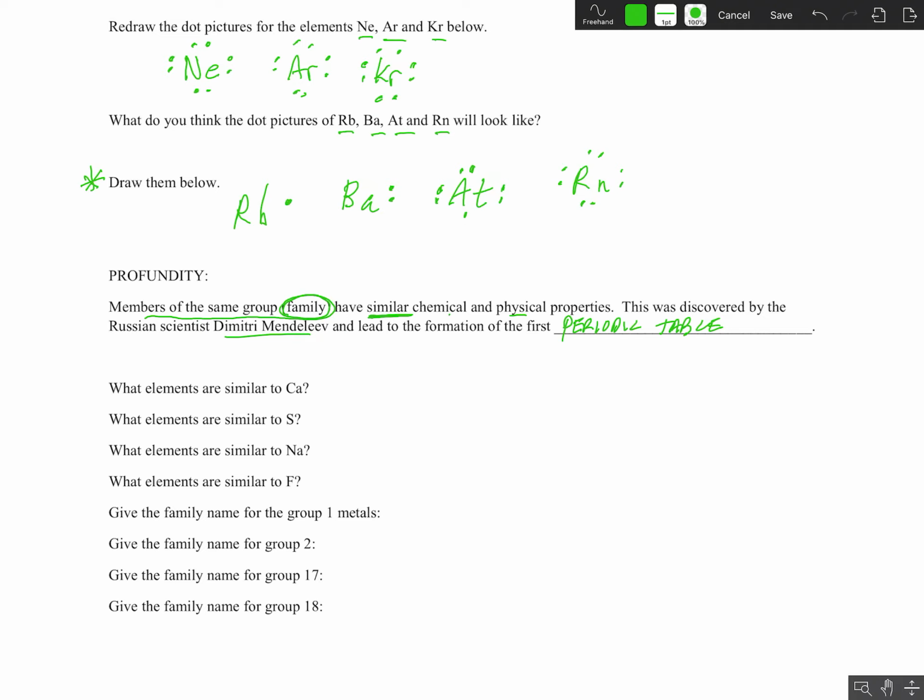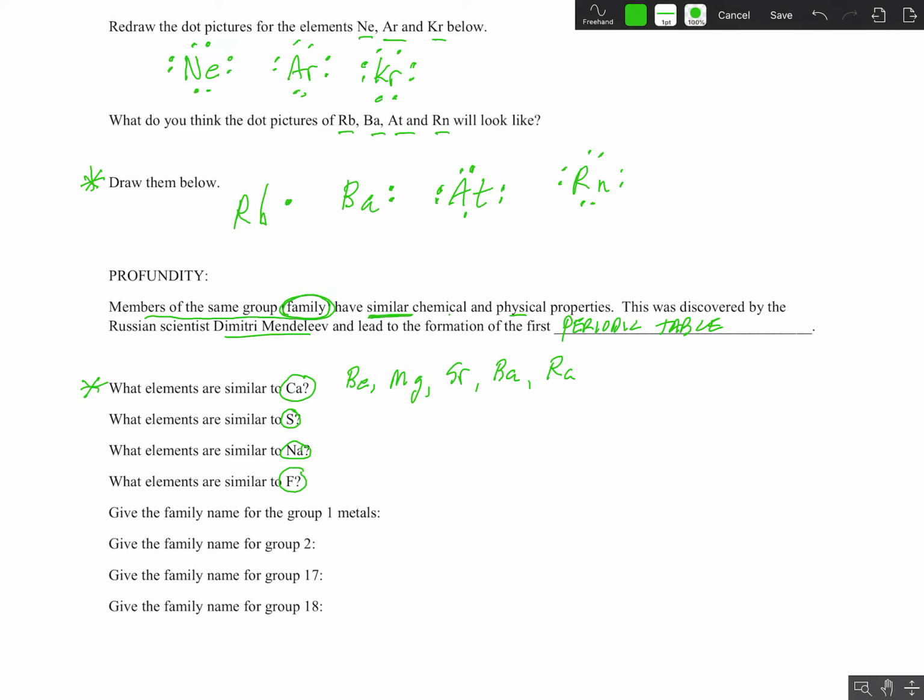So, if I asked you which elements were similar to calcium, wouldn't you find calcium on the periodic table? And you'd notice that it's in group number 2. So what elements would be similar to calcium? Yeah, all of the other elements in group number 2. So beryllium, magnesium, strontium, barium, and radium. So why don't you take a minute now and tell me what elements you think would be similar to sulfur and sodium and fluorine. So pause the video, find them on your periodic table, and just write down all of the elements you think would be similar to them. Okay? See you in a sec.